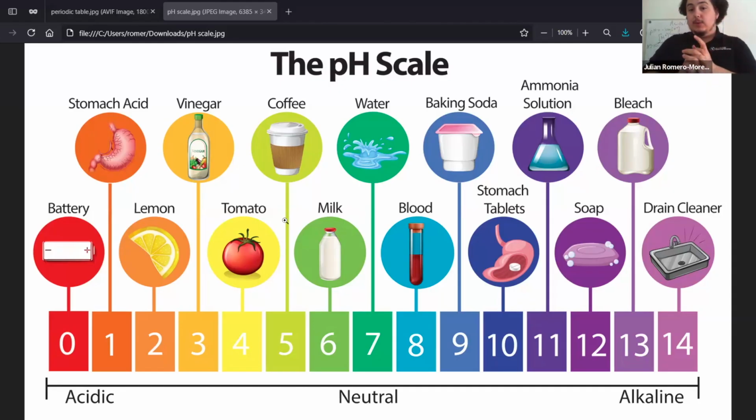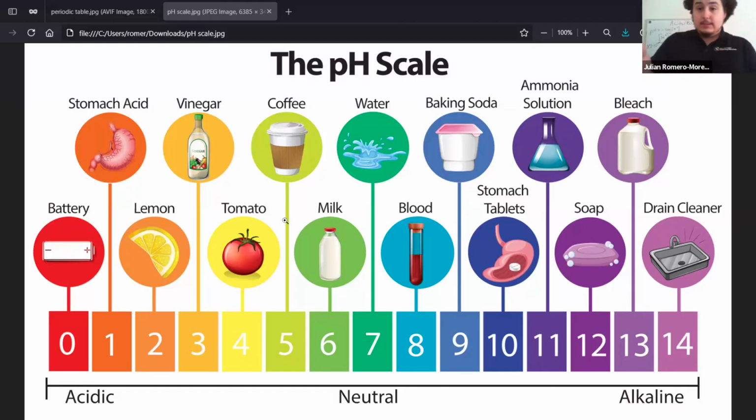Most acidic things we deal with, your stomach acid is going to be 1, battery acid would be 0, things like lemon is 2, vinegar 3, coffee is 5, going up. Blood is a little basic. It's around 8. Baking soda is around 9. Soap is 12. Bleach is 13. And drain cleaner is incredibly strong as a base.